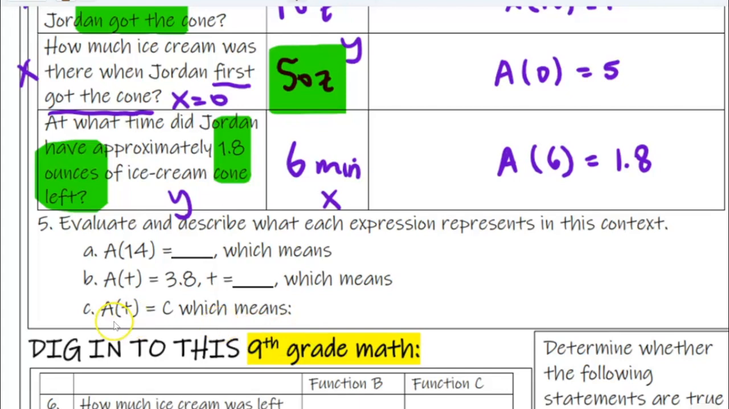So now that we've done that, let's go over some stuff we did in 8th grade, only using function notation. So it says evaluate and describe what each expression represents in this context. So you're going to evaluate what is A of 14.